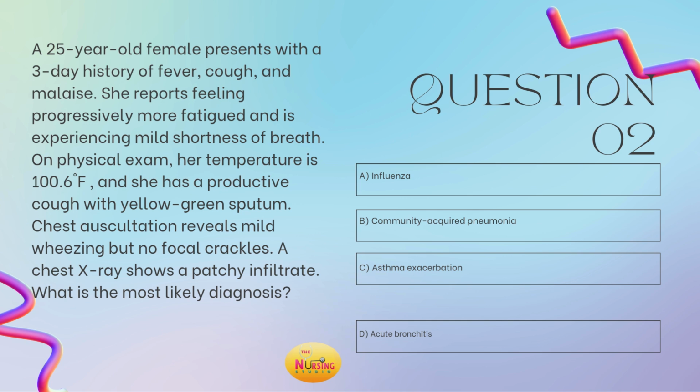A chest x-ray shows a patchy infiltrate. What is the most likely diagnosis? Is it A, influenza, B, community-acquired pneumonia, C, asthma exacerbation, or D, acute bronchitis? Take a moment and tell me what you got.